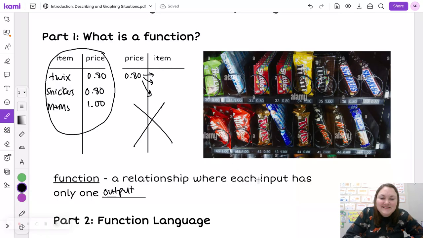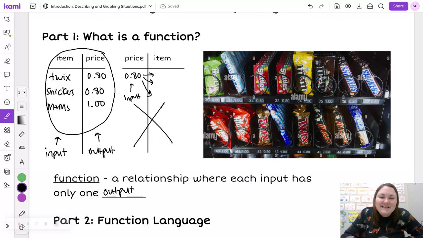And our definition uses these words input and output. Your input is just the thing you are starting with. And so for example, here our input is the item in the vending machine. And notice every single time there was only one output. There was only one price you could tell me. Looking at this picture, there is only one price for Twix. For this other table that didn't work out, I made price my input, but the problem was there was going to be a lot of different outputs. There was going to be more than one, which is why the second example is not a function.